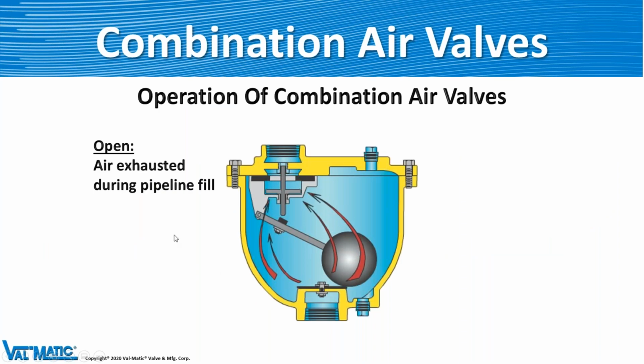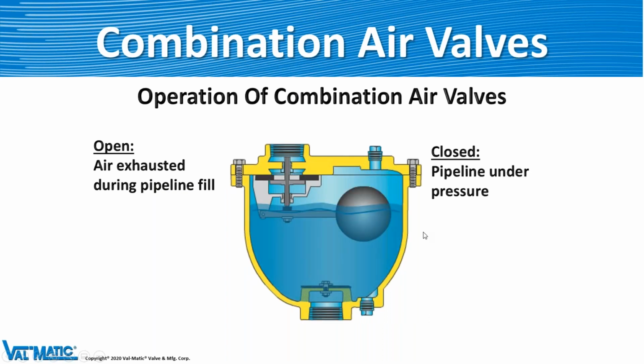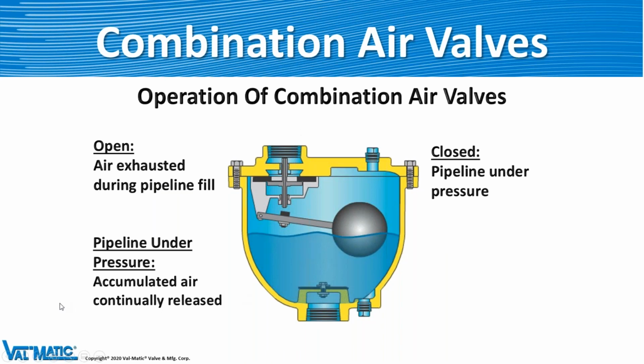So here's an illustration to show it a little better. During the pipe fill, air exhaust, air exhaust, air exhaust, you've got your piston here. Until all the air gets out, then it goes closed, because now the pipeline is under pressure and pushes out the flow, and it shuts off. This is your air vacuum valve part right here. Then, if for some reason accumulated air builds up in here, it will release it. And here's that little hole right here that acts as the release for any accumulated air, acting as the air release valve.